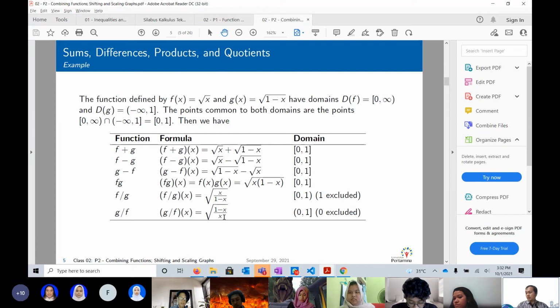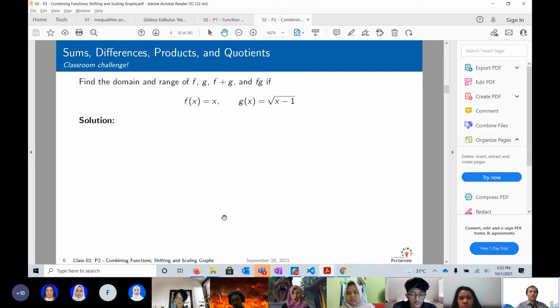Any questions up to this point? This should be simple, right? Because I think you already learned about it in high school. But let's take a look at this example. So this one should be easy.